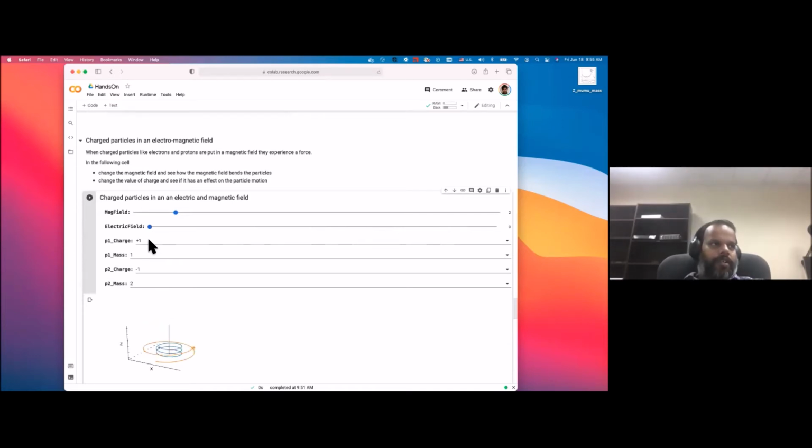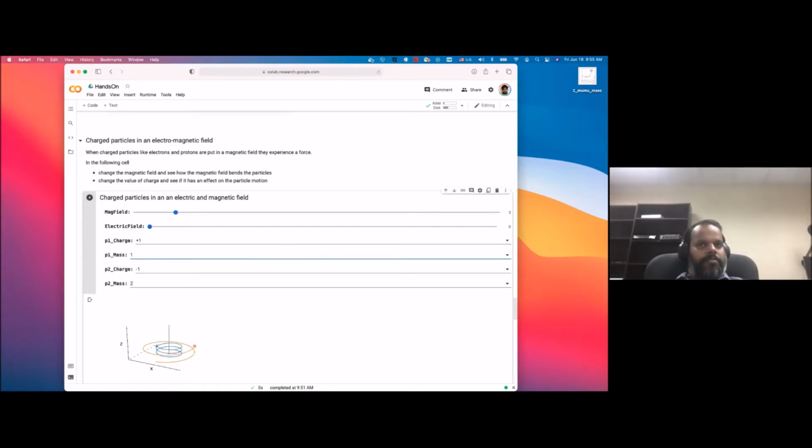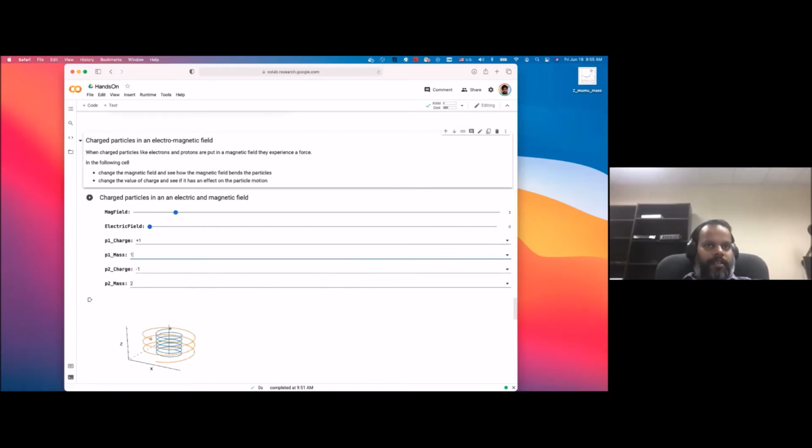Then you can put a positive charged particle, or you can put a negative charged particle, you can choose that. Then you can put the mass of the particle, for example, 1 unit or 2 units. Then you can also choose the second particle in this animation, and you can put all of them together and see what kind of trajectory you get.